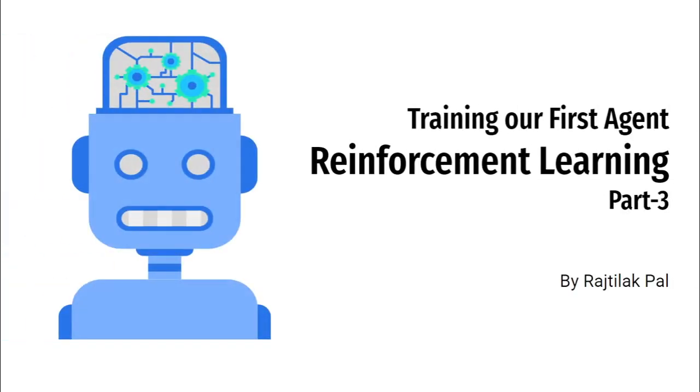Welcome to the third video of this reinforcement learning series, where we will try and code out our first RL agent on the cliff walking problem.